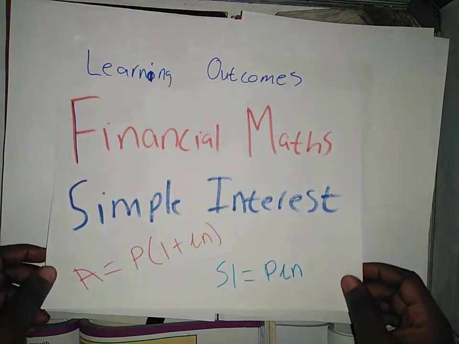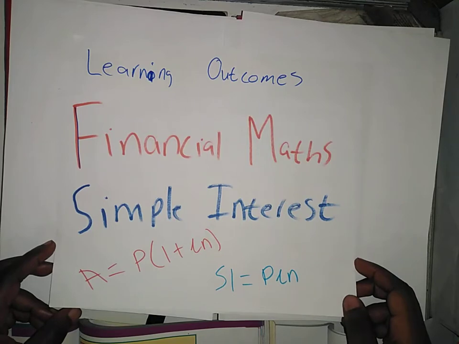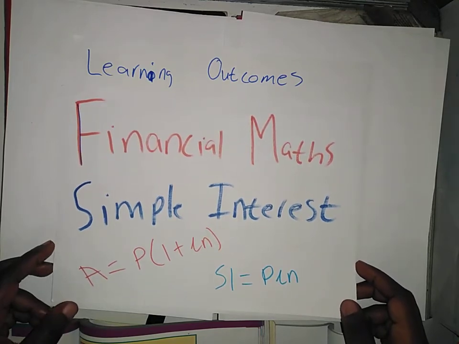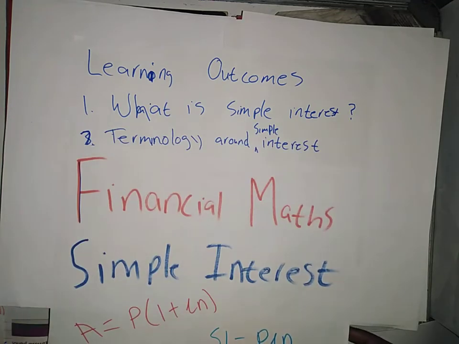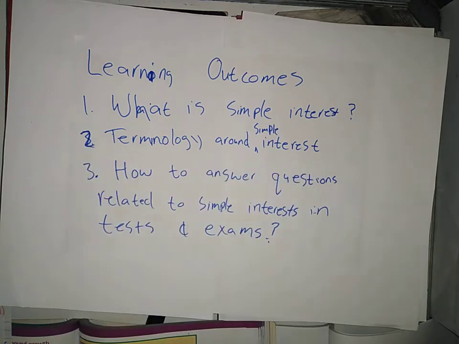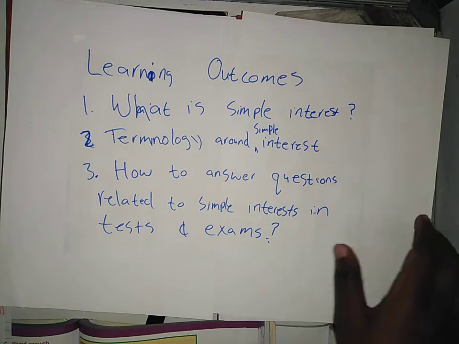And now, what are the learning outcomes? What is it that you must learn at the end of this lesson? Number one, you must know what simple interest is. Number two, you must know the terminology around simple interest. And thirdly, you must know how to answer questions related to simple interest. Those are three things that at the end of this lesson you must be acclimatized with.